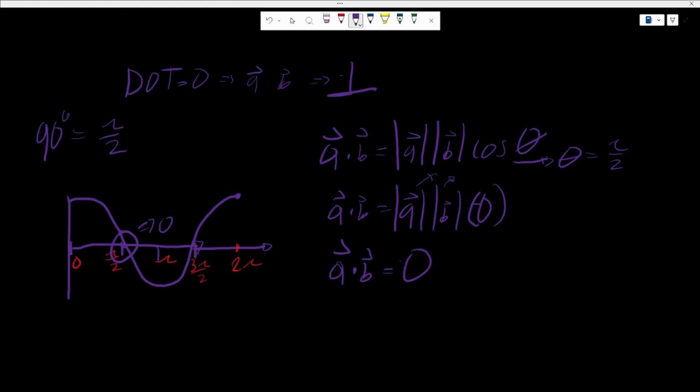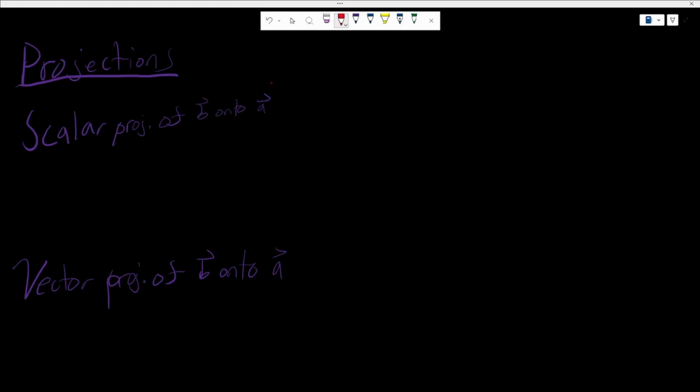So when their dot product is equal to 0, it means the two vectors have an angle between them of 90 degrees. An application of the dot product would be our projections. Let's say we had two vectors. We'll call this vector B, and we'll have one down below called vector A.